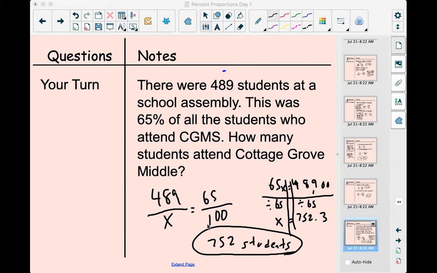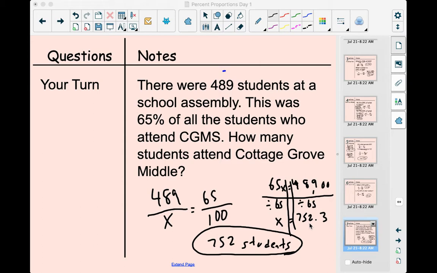Okay, so we set up like this. Do our cross multiplying: 65x equals 48,900. Dividing by 65 gives us 752.3. Now think, why didn't I put 752.3 as my answer?